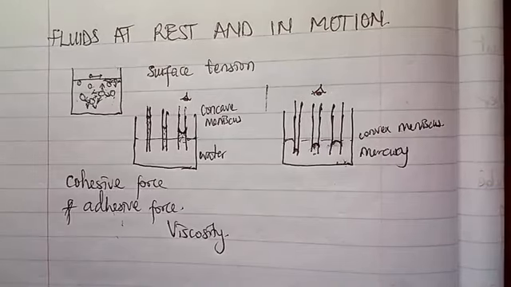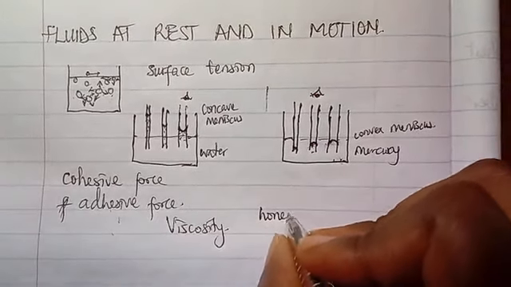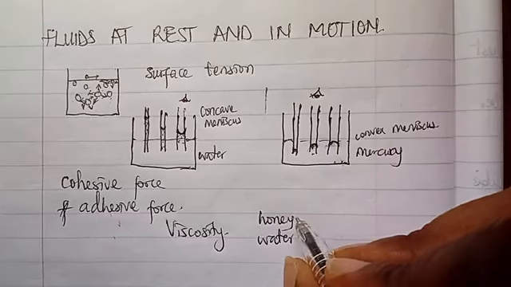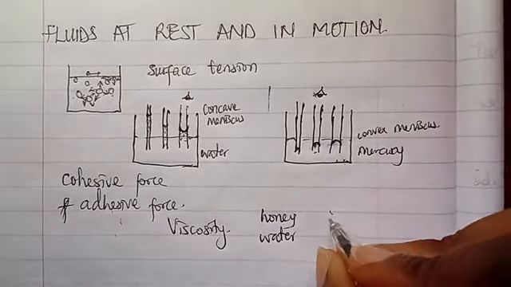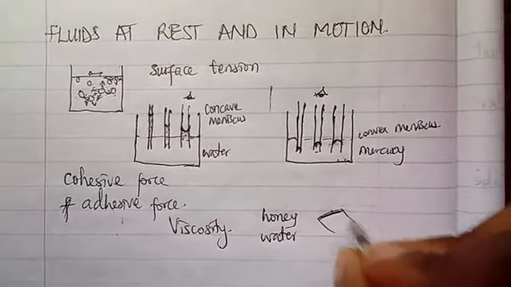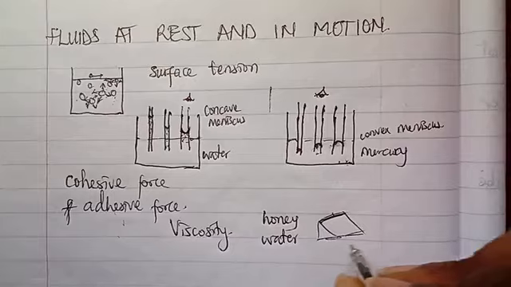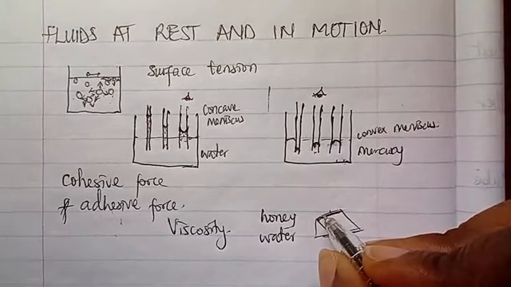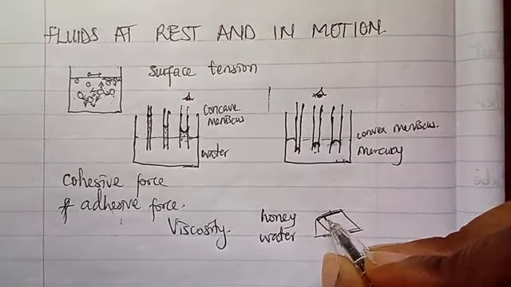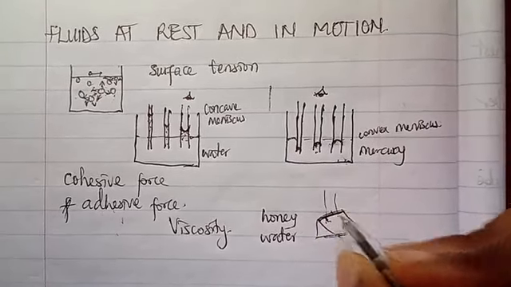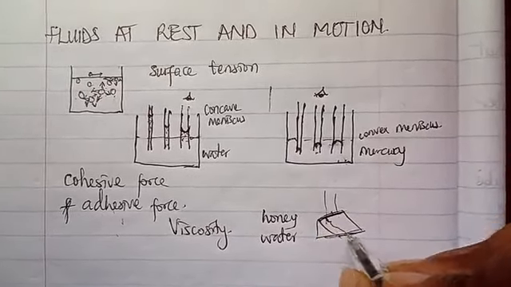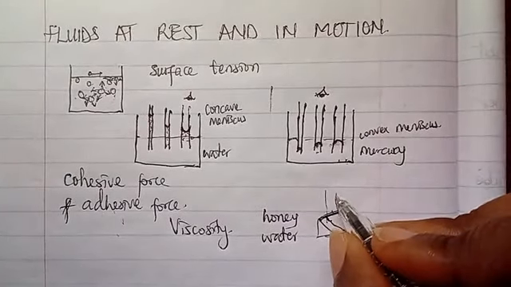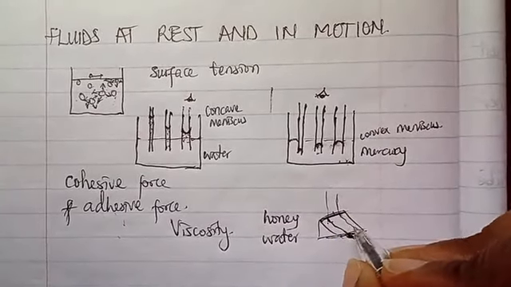Something like when we have honey and water. We know that honey is going to flow, like when we have an inclined plane like this, and we pour water here and we pour honey here. We notice that water will flow faster, water will run faster to come to this ground. Then honey will come later, like honey will flow slowly.